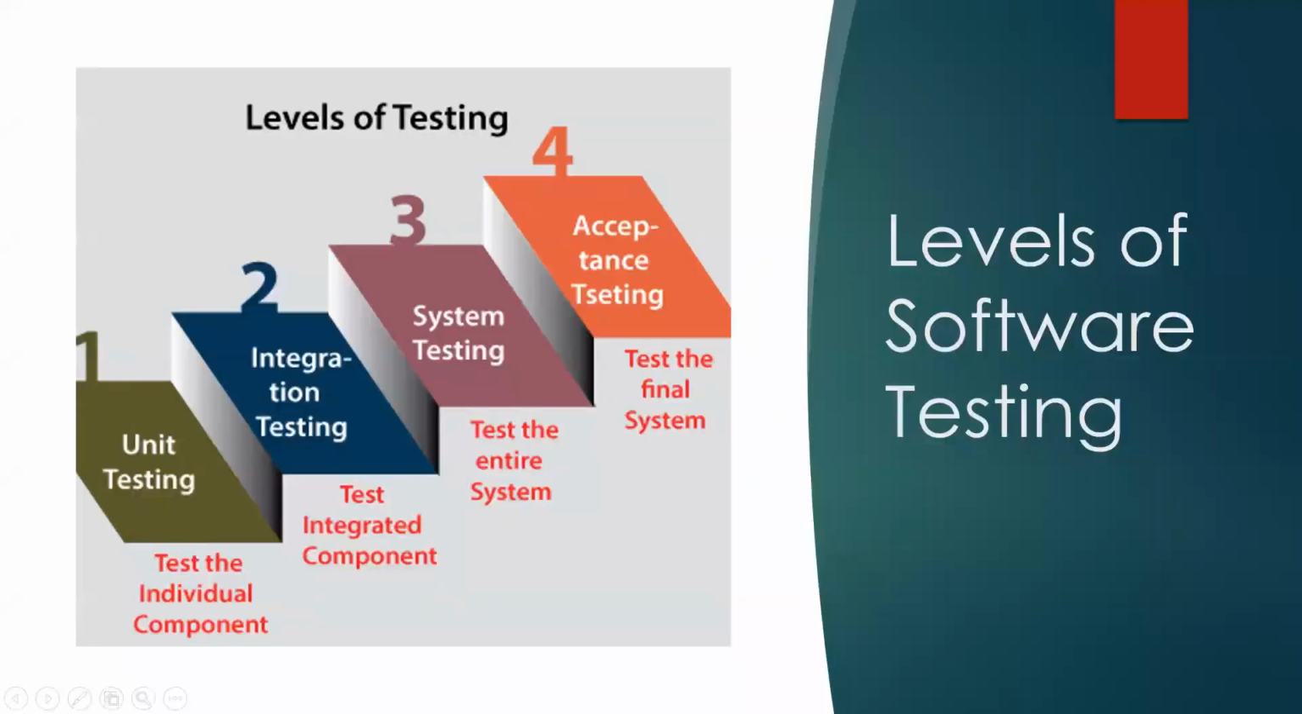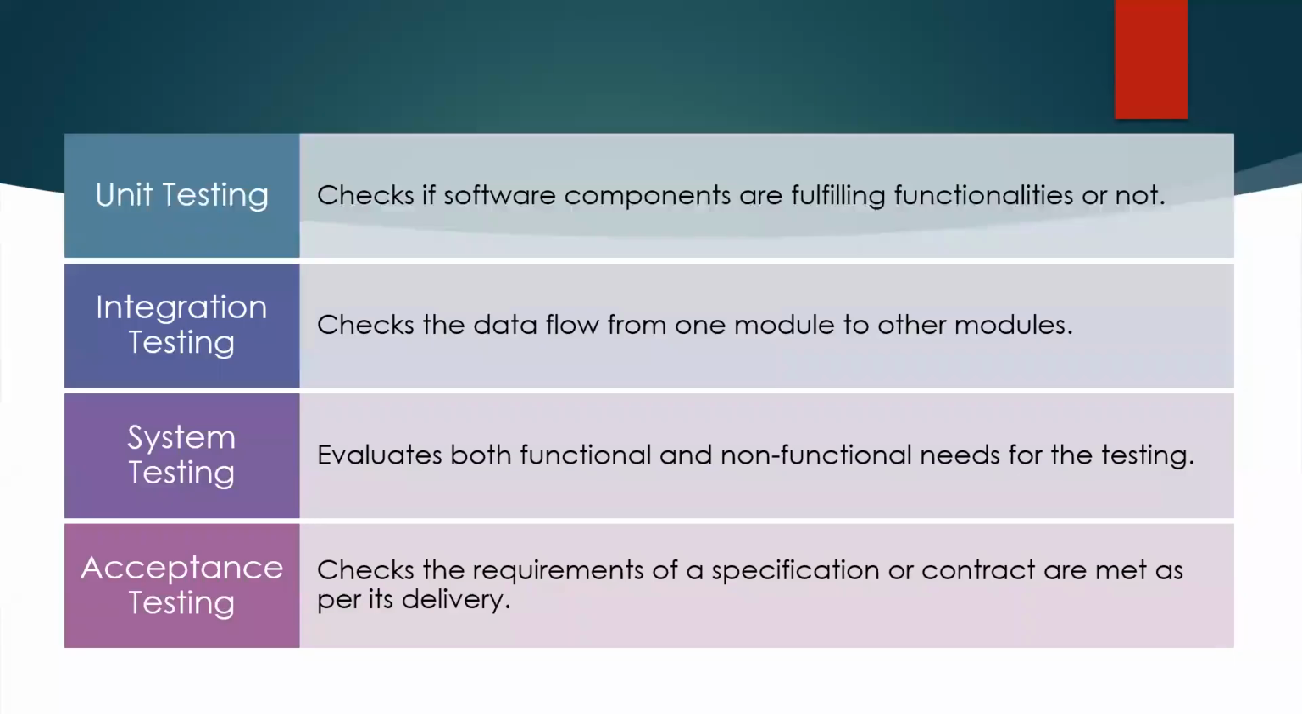Okay. So today we'll be talking about the levels of software testing. So what are the different levels that we have as part of software testing? Here we have different stages, you can say level 1, 2, 3, and 4. Unit testing is the first level. Next is integration testing. Then system testing and acceptance testing. And we'll deep dive into that and try to understand the different levels that we have.